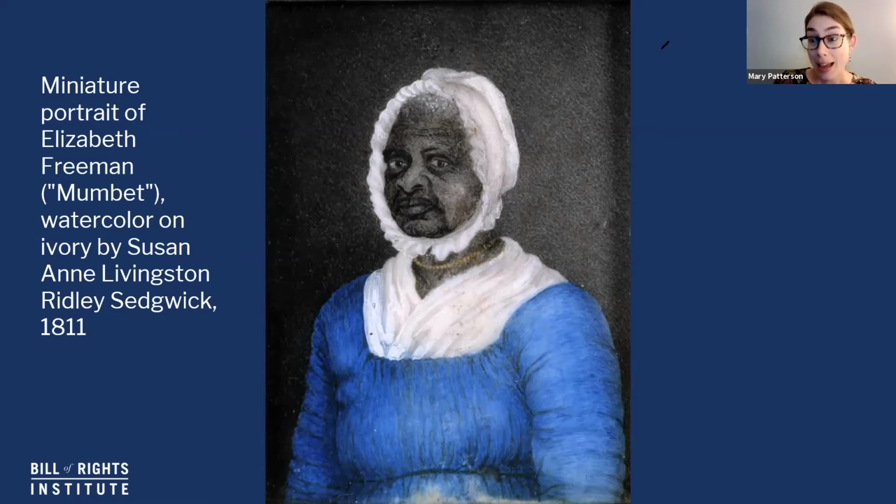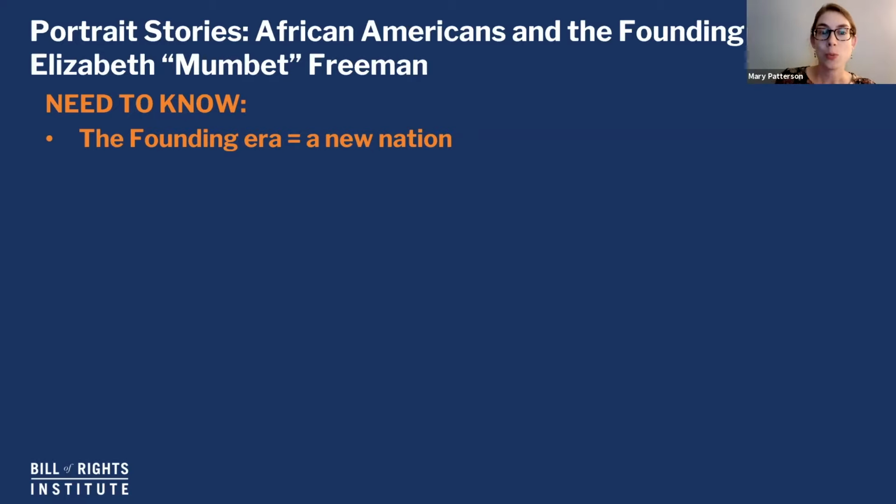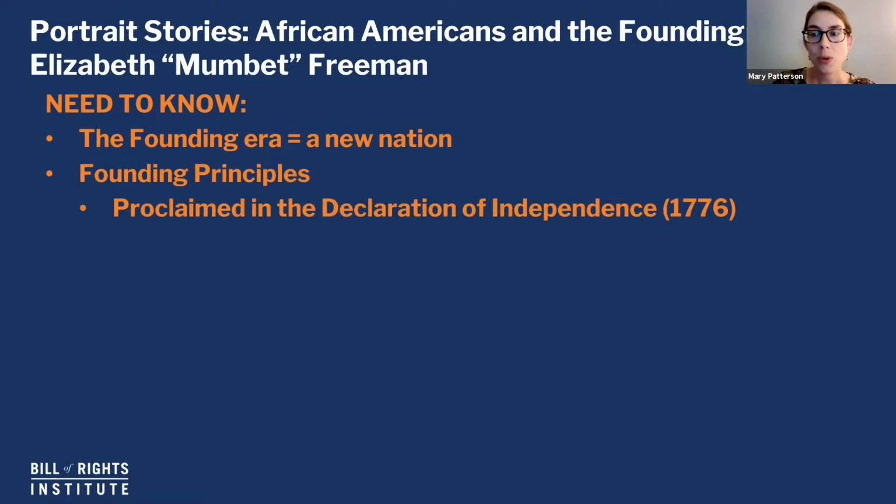Let's take a step back and think about some bigger picture context about the founding era before we can think about Mumbet and what she can reveal about African Americans during this time. I've said the founding era a few times now, so let me clarify what I mean. The founding era is when we are founded as a new sovereign nation, the birth of the United States. We would start that with the Declaration of Independence in 1776, this wonderfully philosophical breakup letter where the American colonists say, we're no longer going to be part of the British Empire because they violated our natural rights.